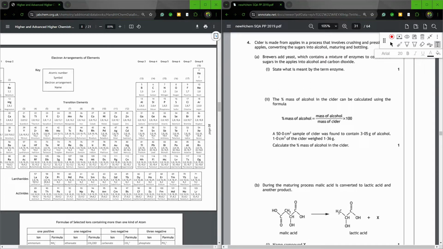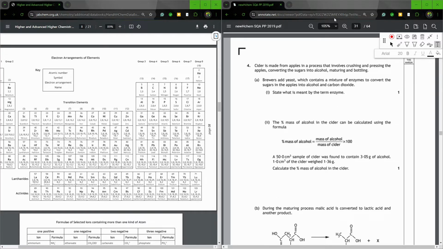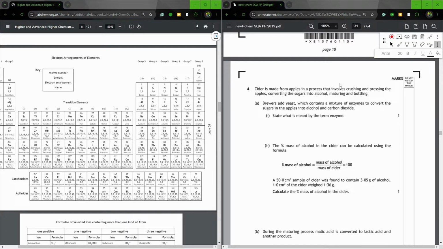So what we have here is cider is made from apples in a process that involves crushing and pressing the apples, converting the sugar into alcohol, maturing and bottling. Brewers yeast, which contains a mixture of enzymes, convert the sugars in the apples to alcohol and carbon dioxide. State what is meant by the term enzyme. This is pretty simple. It's just a biological catalyst. That's just one of the things you gotta remember, unfortunately. But yeah, that's it. Biological catalysts, because they speed up a reaction without getting changed in the process, but also they're made by nature to be biological.